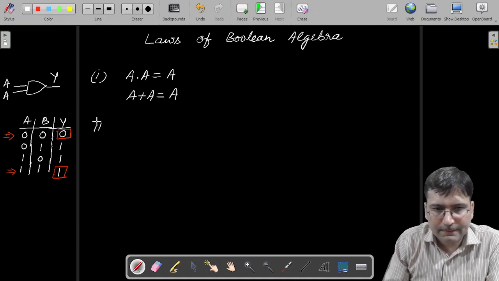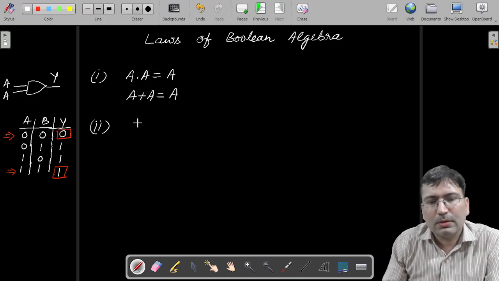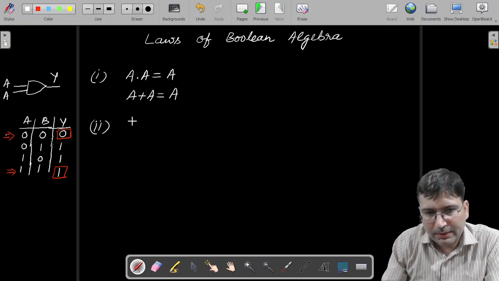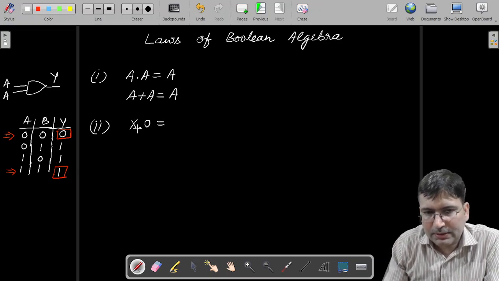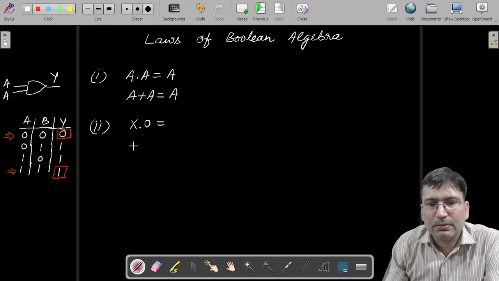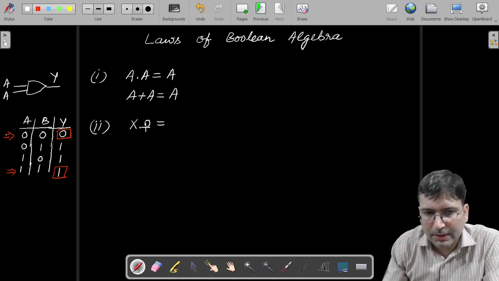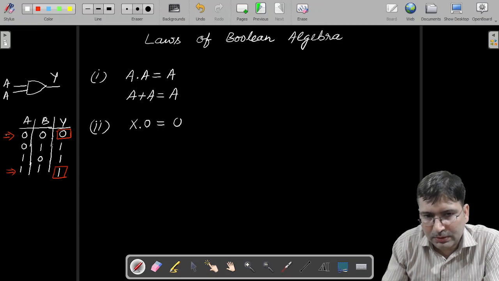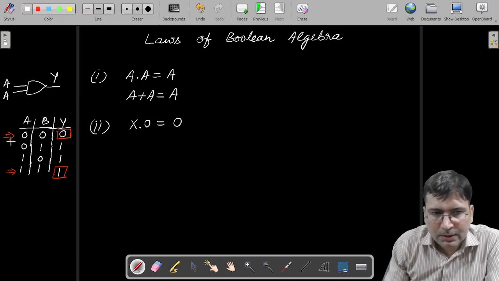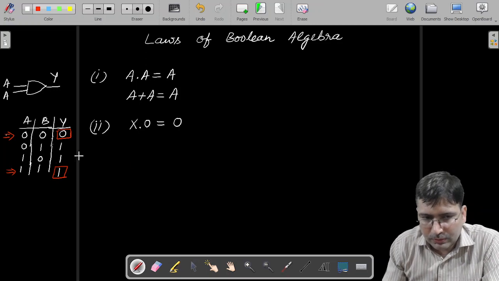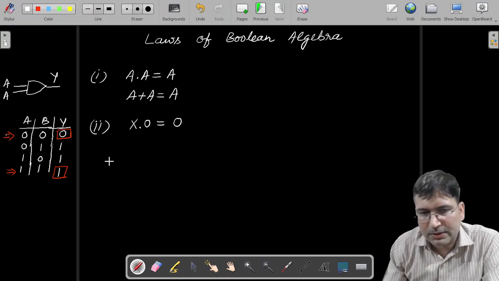The next law, let's say we are having one input X and we do ANDing with 0. Now if you apply this logic with the help of a truth table, you will get that when you do this, you will always get 0. If you want to draw the truth table, that is quite easy to draw. So I'm not writing the truth table for that. I hope you can understand this.